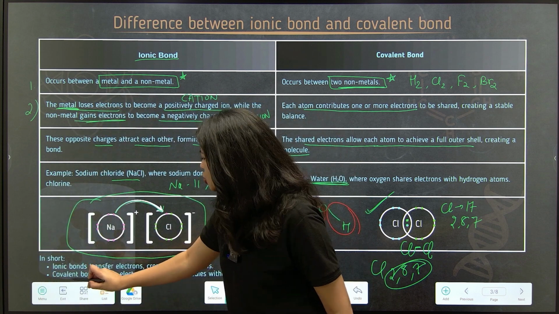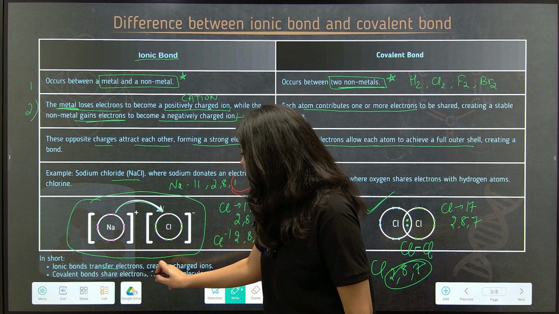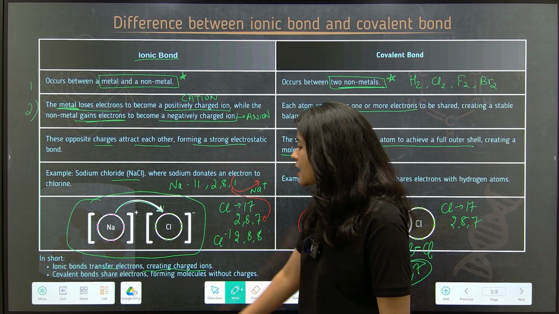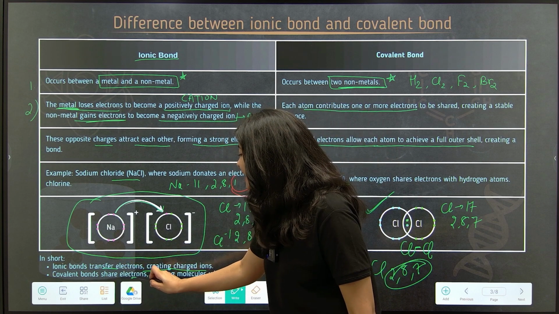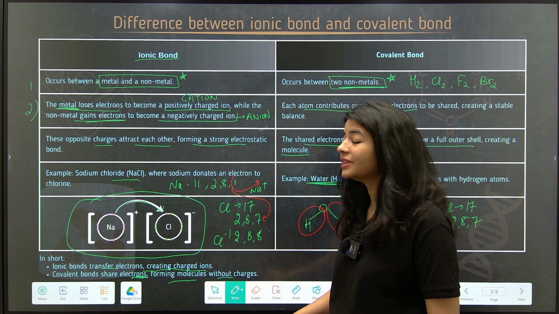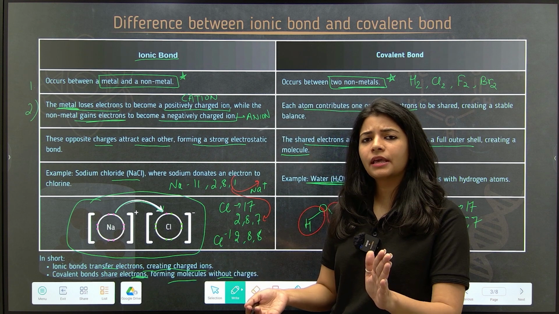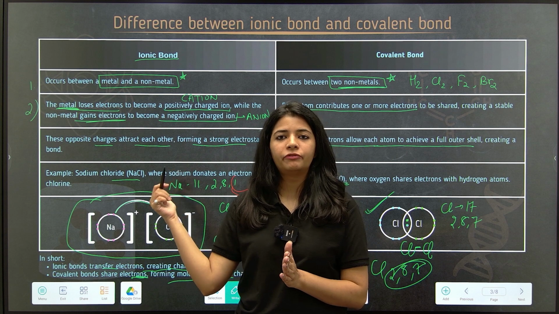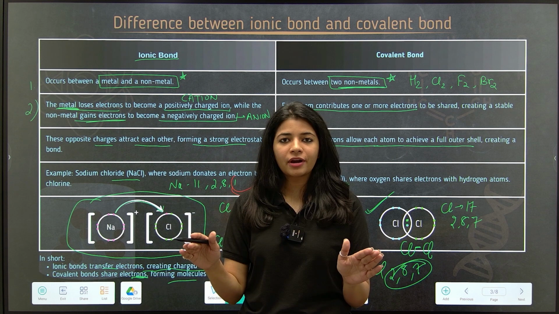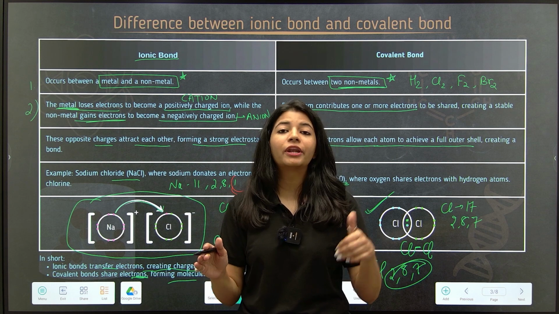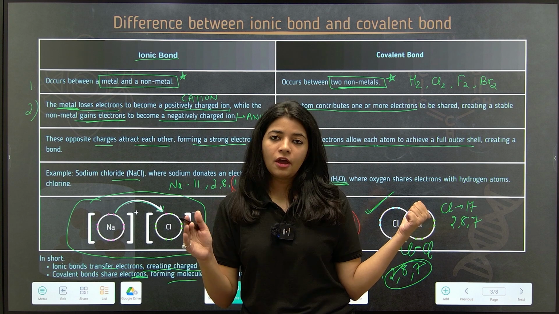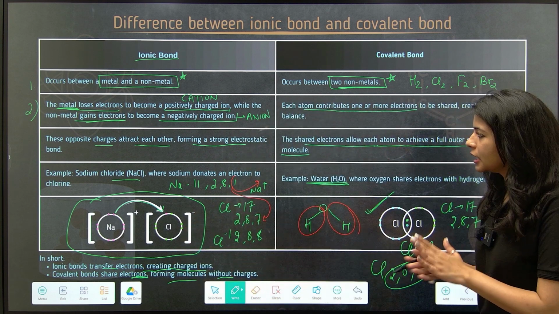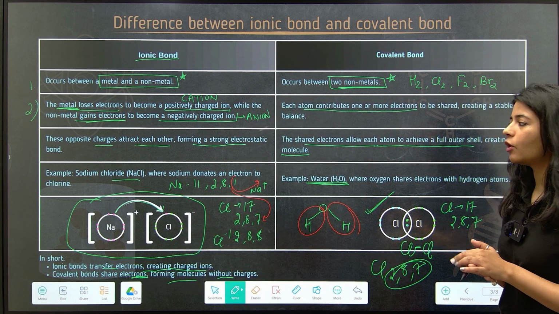Next, in short, I can say ionic bonds transfer electrons creating ions, but covalent bonds share electrons forming molecules without charges. So I can say that ions are formed when an ionic bond is forming, right? There are no charges, no ions present when covalent bonding is taking place, right? So quickly take a minute here and write down the important points from this slide.